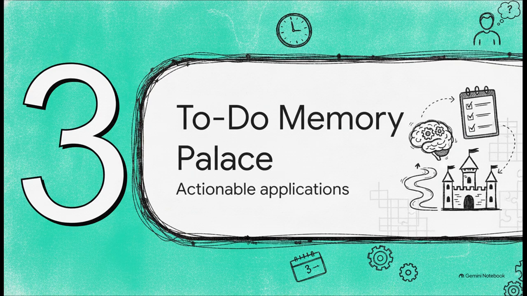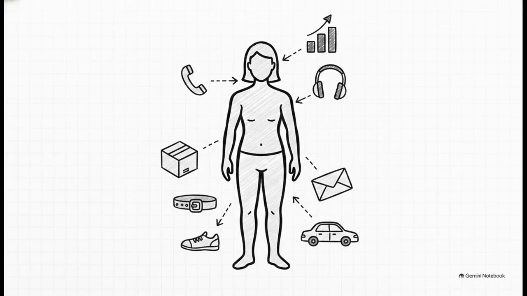Section 3. The To-Do Memory Palace. Let's put this into practice. Okay, let's actually assign an 8-item to-do list directly onto your body parts. I want you to follow along with me here. Imagine pointing to your head. That is where you're storing the task to think about your upcoming presentation.